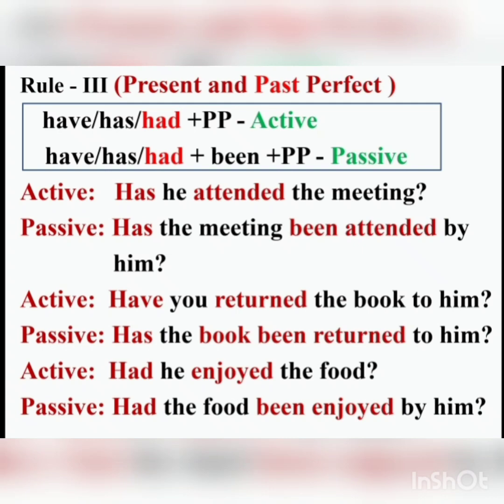Next, had he enjoyed the food? Here had is for past perfect. There is no change in singular and plural. So just simply change the subject and object. Had the food been enjoyed by him?